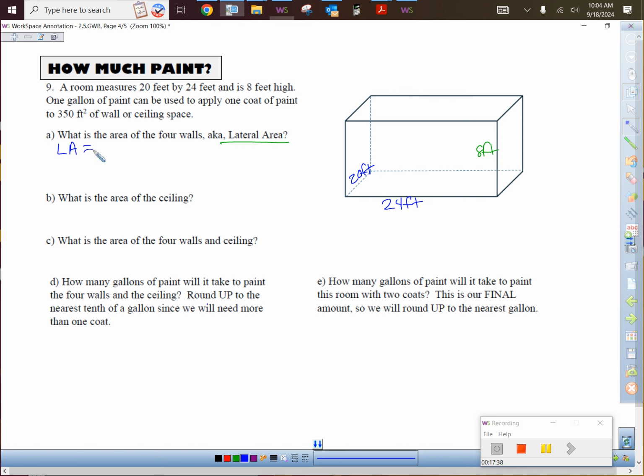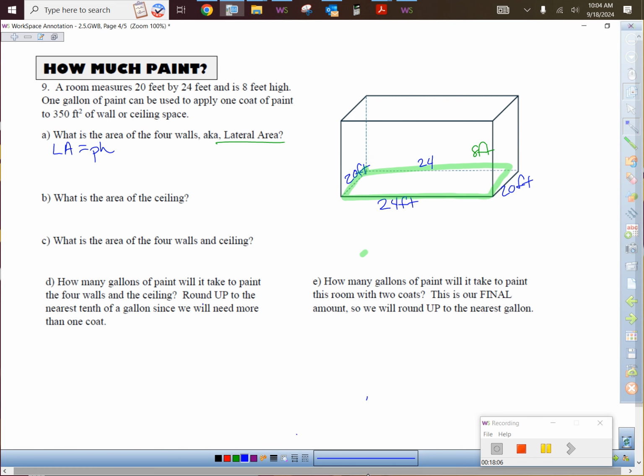Lateral area, that's a big capital LA. It's going to equal P times H. And in that formula sheet that you get to use on quizzes, I told you P stands for the perimeter of the base, right? And H stands for the height. How do you feel about this? Is that like the perimeter of the base? Are you cool with that? So that means just add them all up. I don't care that you write the 20 feet again and the 24 feet again, but grab your calculator and add 20 plus 24 plus 20 plus 24.